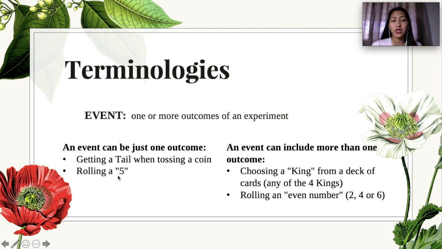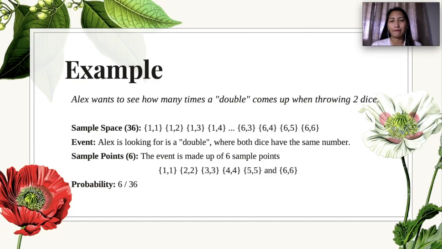An event could also be having 2 or more results. So an example would be choosing a king from a deck of cards. Why? Because you have 4 kings. Another event would be rolling an even number, 2, 4, or 6. So an event is a particular characteristic in an experiment. It could have 1 result, or it could have more than 1 result. An event is described as one or more outcomes of an experiment.